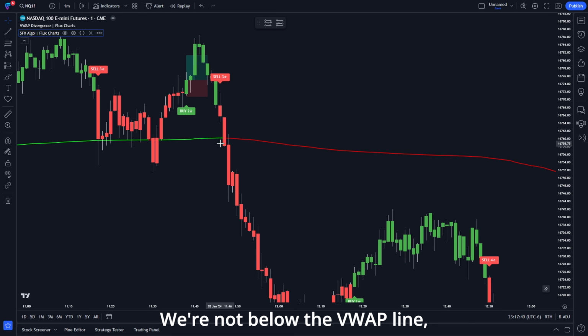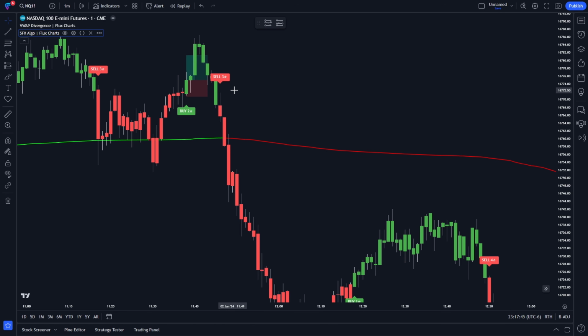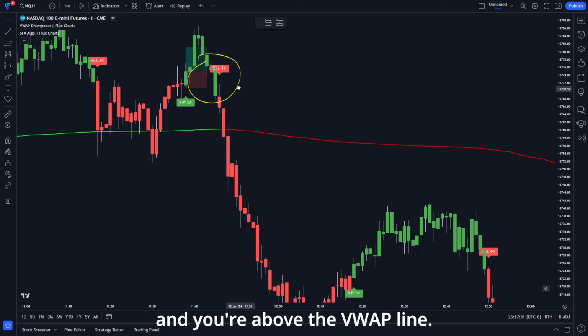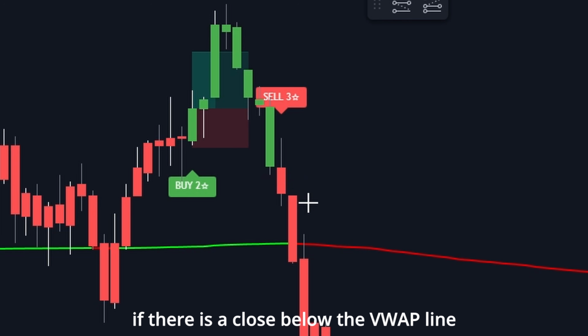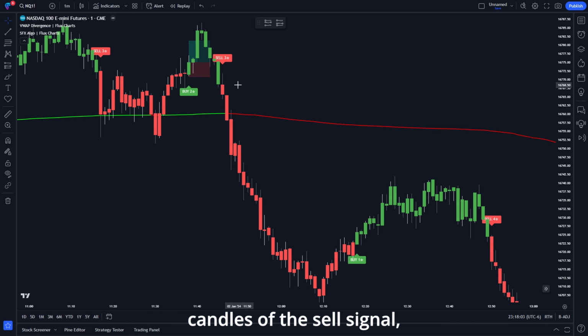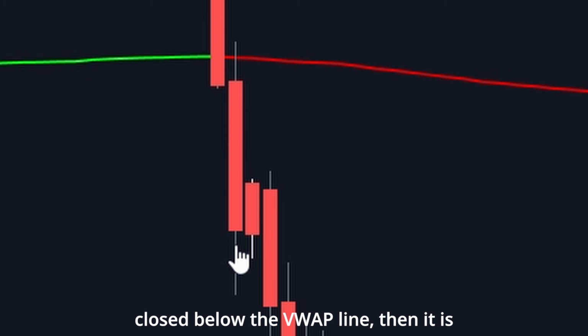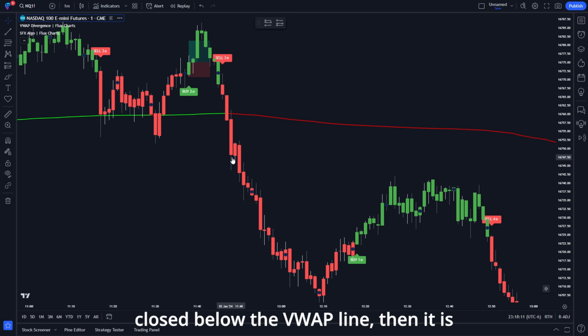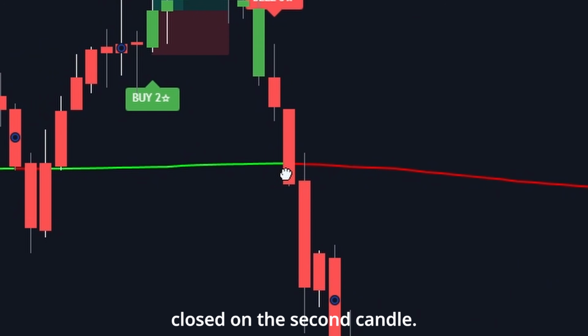Now we got this sell signal. We're not below the VWAP line, but this is where the fourth condition of this strategy applies. So let's say you get a sell signal like right here and you're above the VWAP line. For this strategy, all you have to do is, if there is a close below the VWAP line within the first 3 candles of the sell signal, so 1, 2, 3, the third candle right here closed below the VWAP line, then it is still a valid trade. And we can actually see it closed on the second candle.